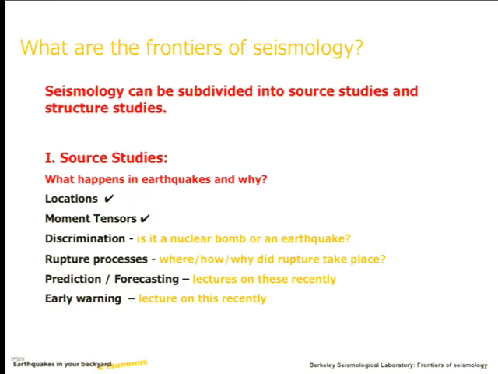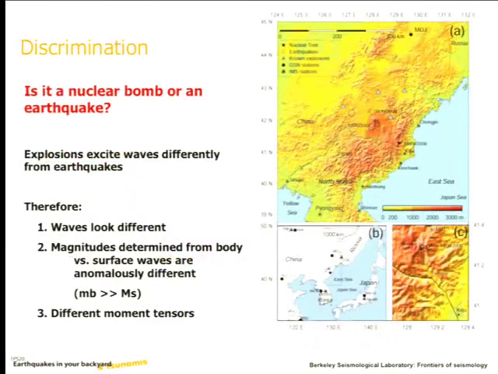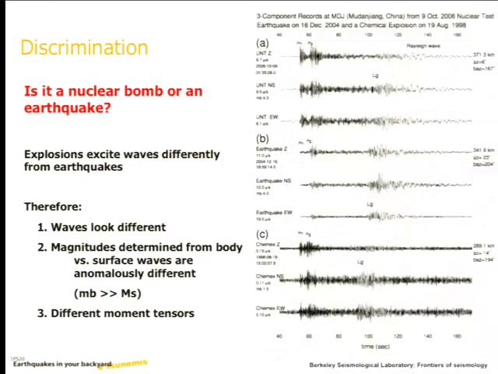Of these are source studies within seismology. So, just a brief recap, discrimination. Is it a nuclear bomb or an earthquake or something else? Remember, the waves from a bomb look different from the waves from an earthquake. Generally, we compare the body wave magnitude to the surface wave magnitude to figure out if it was an explosion or an earthquake. They also give different moment tensors or focal mechanisms, and the waveforms just look completely different also.